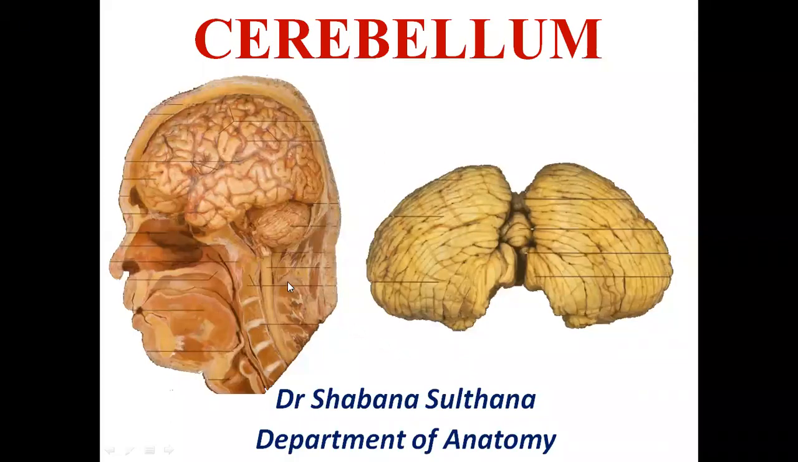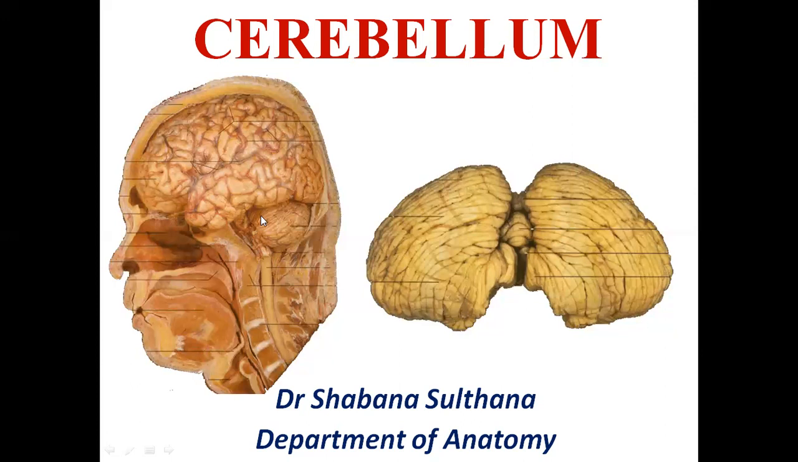Good morning, dear students. We are going to discuss the cerebellum. We have already done the spinal cord and brainstem. In this mid-sagittal section of the head and neck region, you can see the spinal cord inside the vertebral canal, and this area is the brainstem, where we have medulla oblongata, pons and midbrain. This is the order from downwards to upwards.